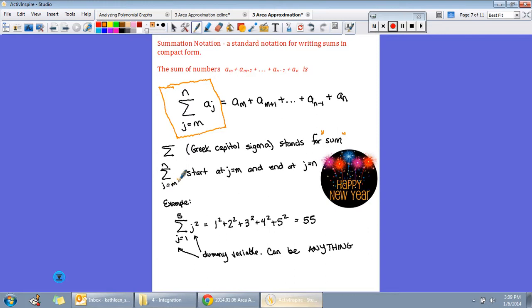and the notation j equals m on the bottom means start at the number m and end at the number n. So for example, if you start from 1 and go to 5 of j squared, we have 1 squared plus 2 squared plus 3 squared plus 4 squared plus 5 squared. And j can really be any variable. I've seen it very frequently as k or as i, obviously as j, but it really can be anything.